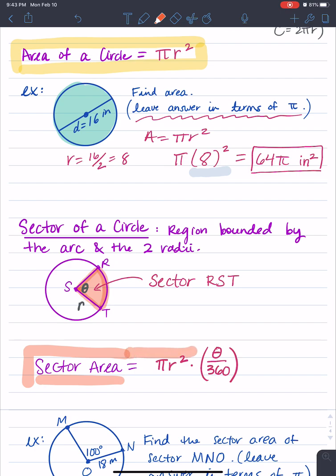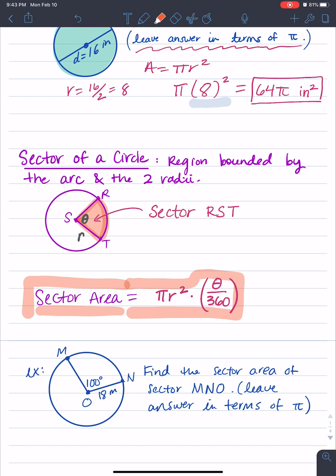Okay. Just going to highlight all of this. There you go. That is a formula you need to know. So theta is your angle of the sector. R is obviously the radius.